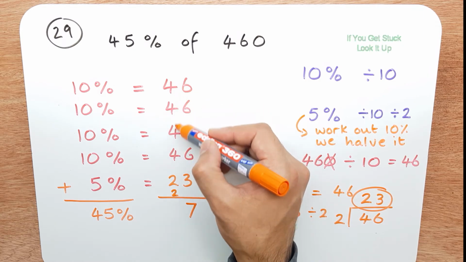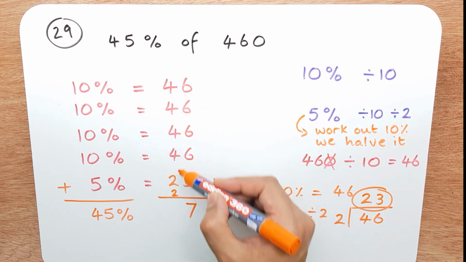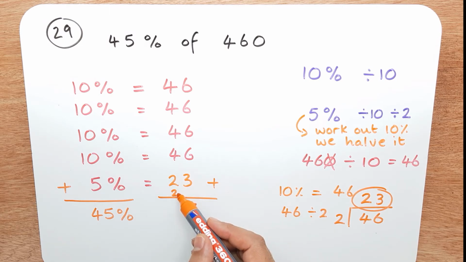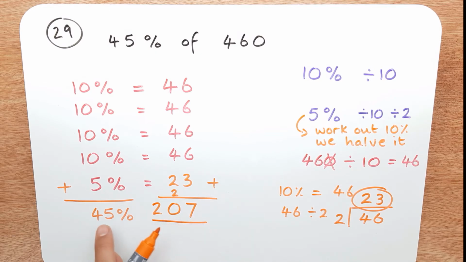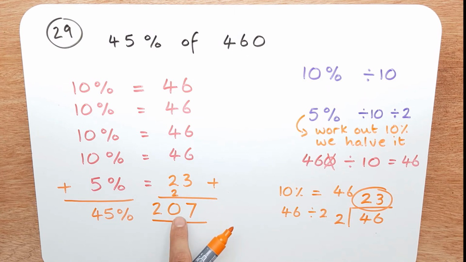So if you look carefully, that's the 4 times table. 4, 8, 12, 16. Add 2 is 18. Add 2 more is 20. Put the 0 down and we carry the 2 over to the next column. So there's nothing to do, so we put it straight down. So our answer is 207. So 45% of 460 is 207.